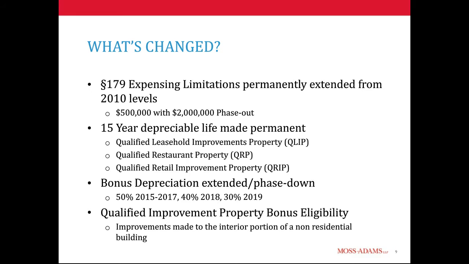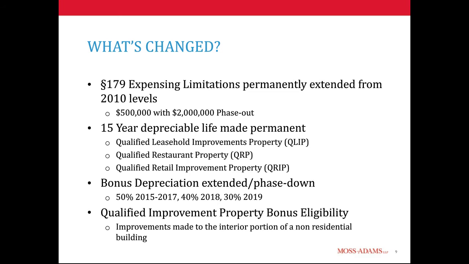And to qualify as a retail building, you have to be open for distribution of tangible goods to the public. So again, those 15-year lives were made permanent under the PATH Act. The PATH Act also extended and phased down the bonus depreciation. So 50% bonus, we now know, is going to be good through 2017. And then in 2018, it drops to 40%. 2019 drops to 30% and goes away. For long period production property and certain aircraft, those dates all move forward 1 year, so 2016 through 2020.